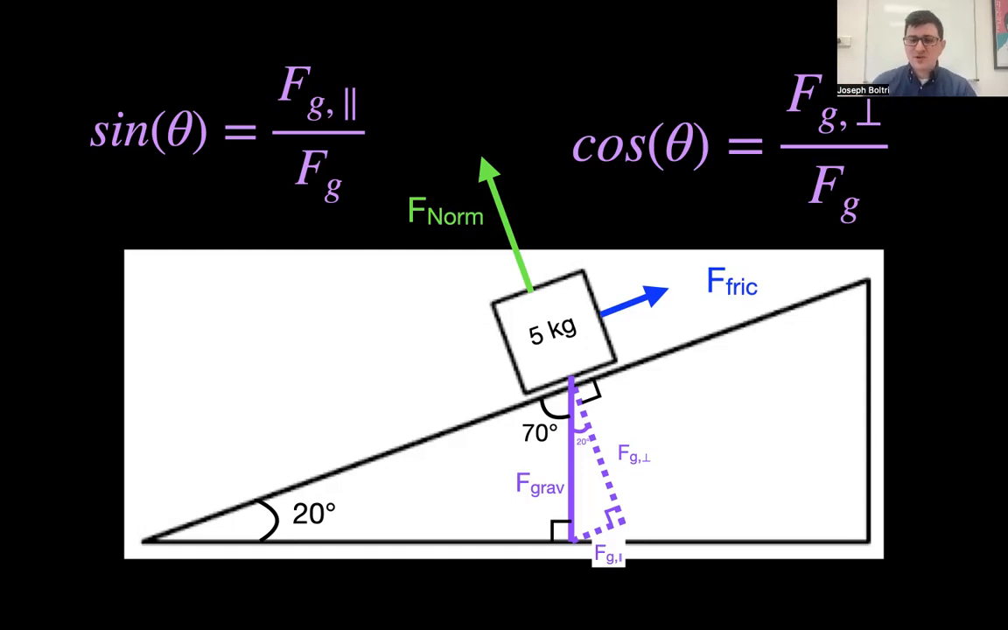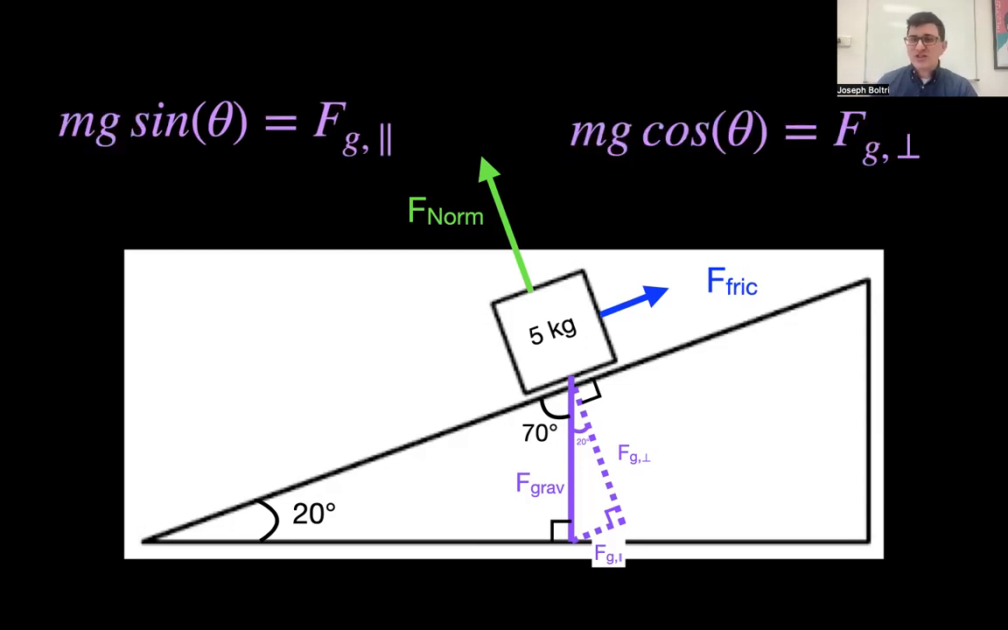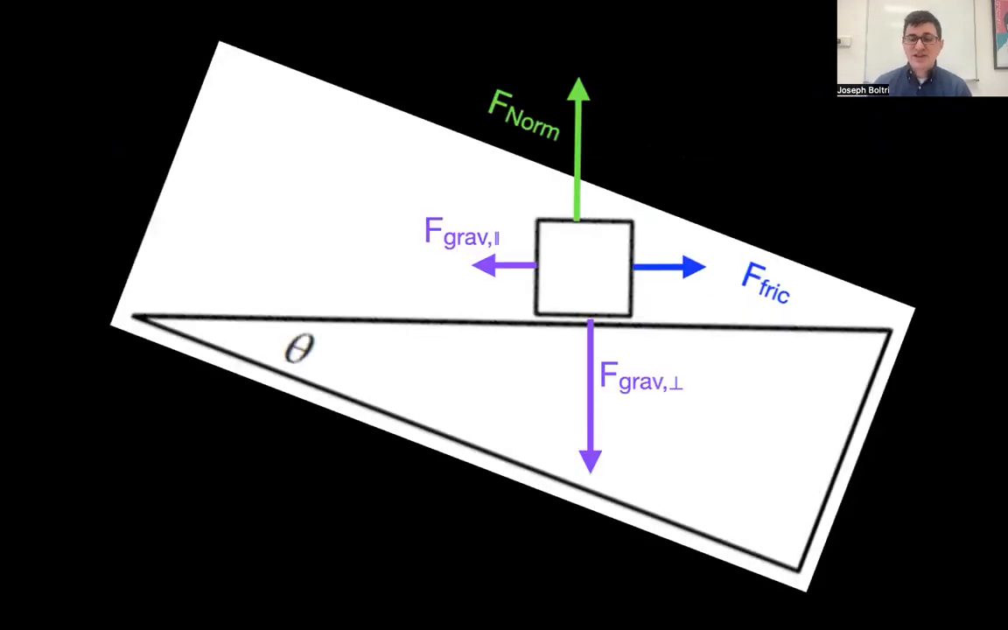Or if we want to write that another way, we could say because force gravity is equal to mass times the acceleration due to gravity, or negative 10 times the mass, we could say that it's mg, where g is negative 10, times the sine of theta. And then the sine of theta is going to give me the parallel component, and the cosine of theta is going to give me the perpendicular component. So we can use that information to actually then solve for the force gravity parallel and the force gravity perpendicular.